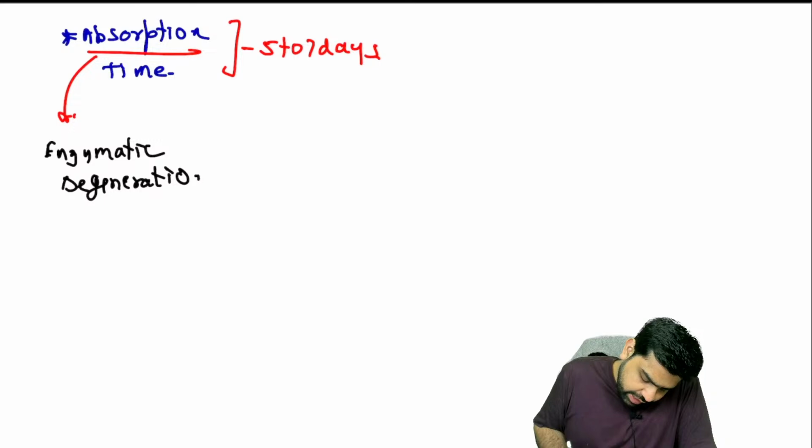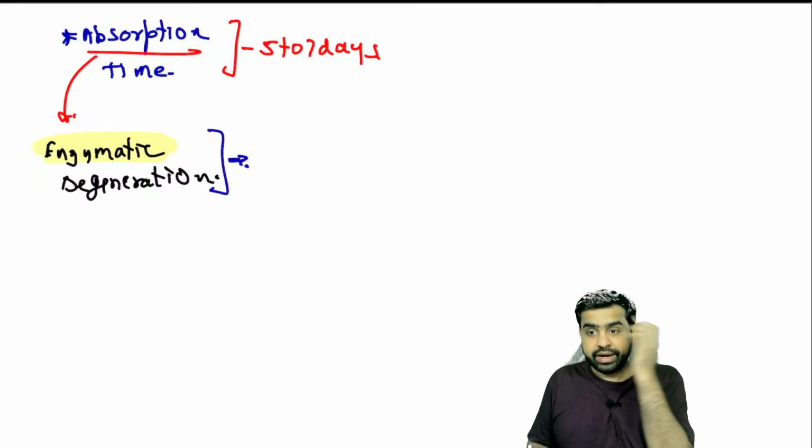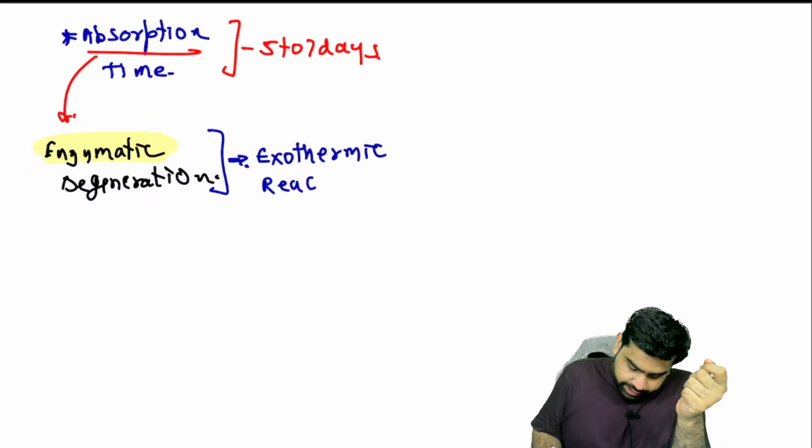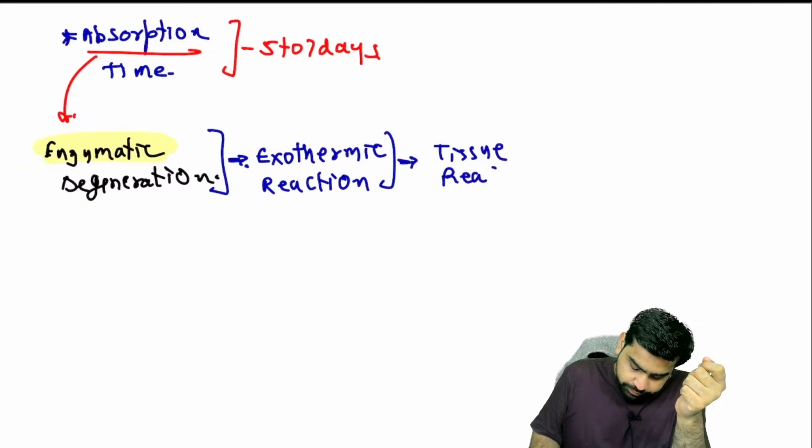What you need to understand is that wherever there is involvement of enzymes, there is going to be an exothermic reaction. And whenever there is an exothermic reaction, what is going to happen? There is going to be a lot of tissue reaction.